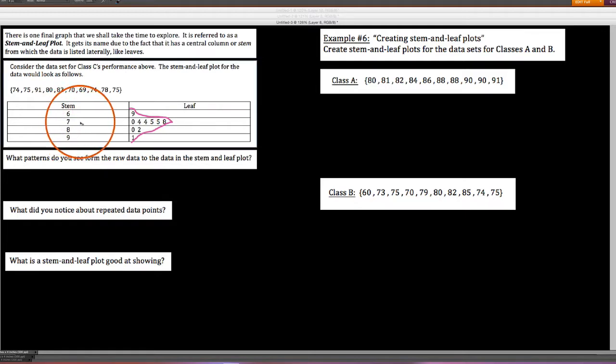But the idea here is this: stem and leaf plots are very good at showing us how data is distributed in a way that is very similar, if you ask me, to a frequency distribution where we organize it into a table, but also as kind of like a bar graph or a histogram. It's kind of the best of both worlds at once. So what I want to do here is this. Consider the data for Class C's performance above.